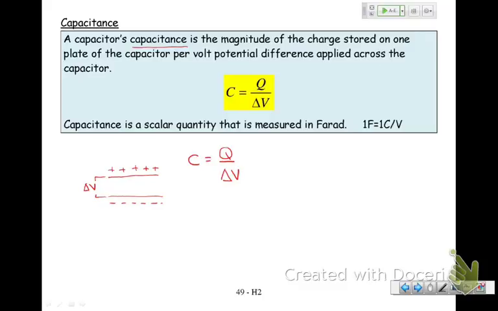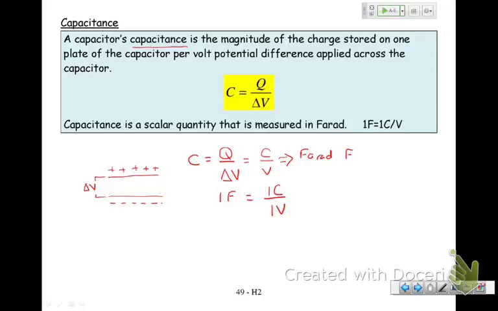It has base units of coulombs over volts, which we call the farad, which is the F. 1 farad equals 1 coulomb over 1 volt. Capacitance is a scalar quantity. It doesn't point in any direction. It just is.